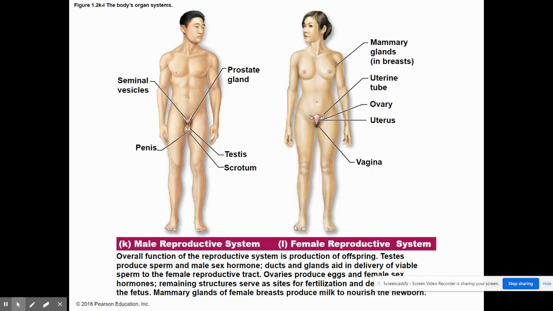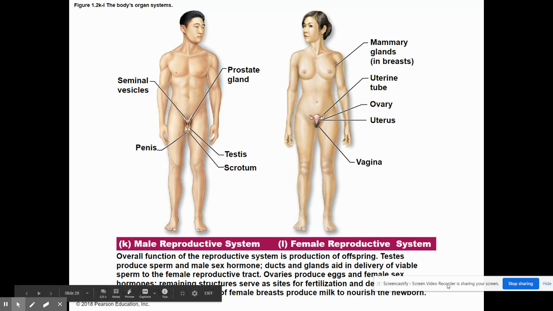So the main anatomical structures for the male are the prostate glands, seminal vesicles, the penis, the testes, and the scrotum. And the main anatomical structures in the female are the mammary glands, the uterine tube, the ovary, the uterus, and the vagina.